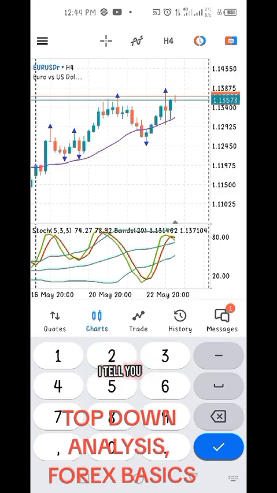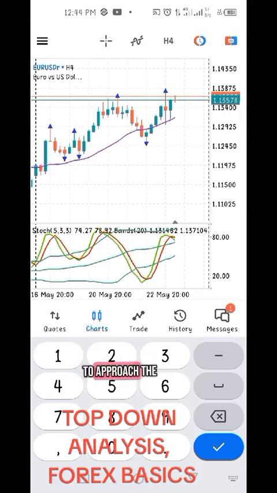I tell you, by using top down analysis. So that is what we want to implement. Now, the reason why I want to implement it is to actually come up with an effective trading system, and to also come up with a system whereby we can actually have rest of mind.